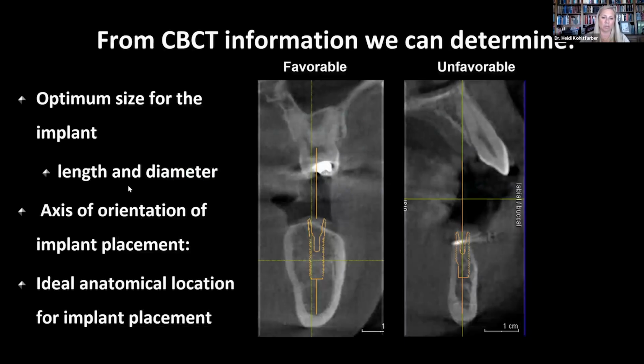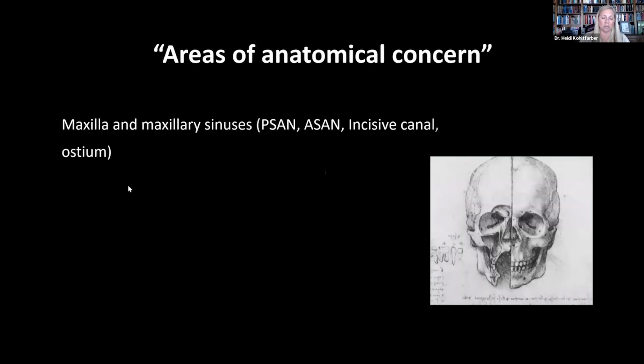So I think that, especially when you have a CBCT, it's so easy to plug and play with different implant types and sizes. You can look at the optimal length and diameter. You can move it all around, axis of orientation, and that sort of thing. So from that standpoint, a CBCT is really helpful.